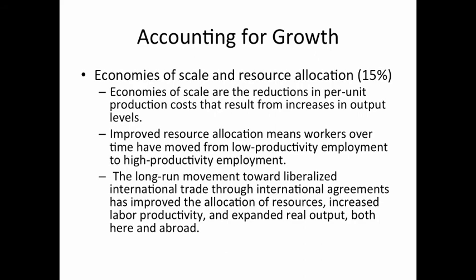Another contributor towards productivity growth are economies of scale and resource allocation, which account for, or explain, about 15% of productivity growth. Economies of scale are reductions in per unit production costs that come from increases in output levels. So as markets have increased in size over time, firms have been allowed to increase their output levels and achieve production advantages associated with this greater size, and these advantages come in terms of reduced per unit production costs.